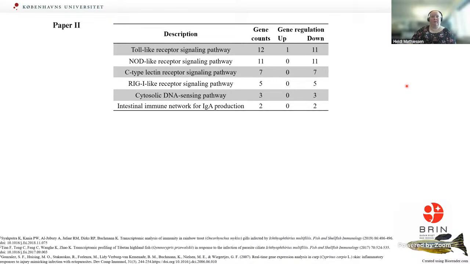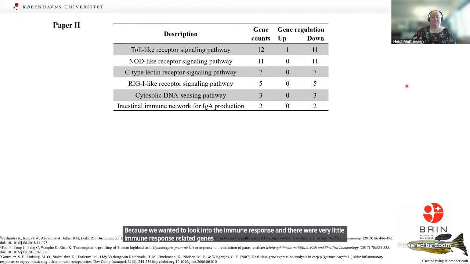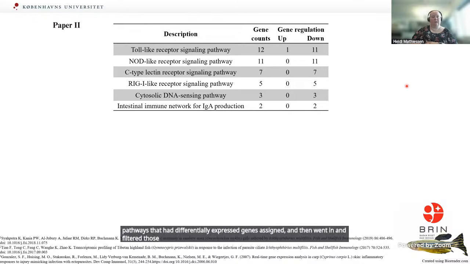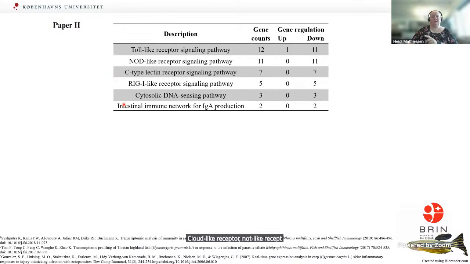Because we wanted to look into the immune response, and there were very few immune-related genes or pathways significantly enriched, we decided to remove the cutoff. So we got all of the pathways that had differentially expressed genes assigned, and then filtered those for everything that was immune related within the immune system category. We found that there were differentially expressed genes assigned to 6 pathways: toll-like receptor, NOD-like receptor, C-type lectin, RIG-I-like, cytosolic DNA-sensing, and intestinal immune network for IgA.